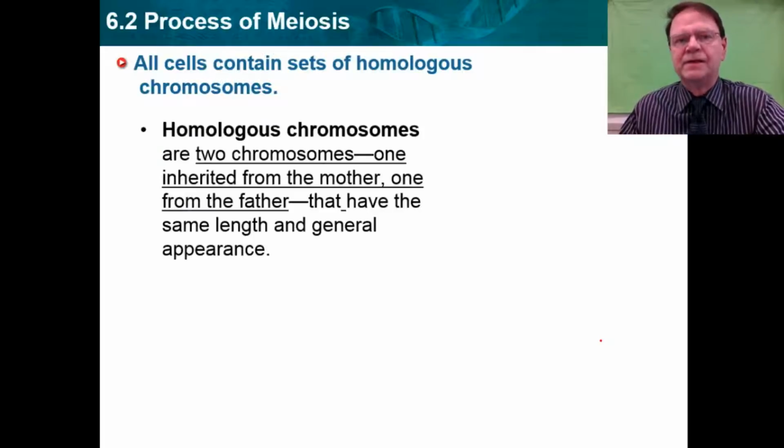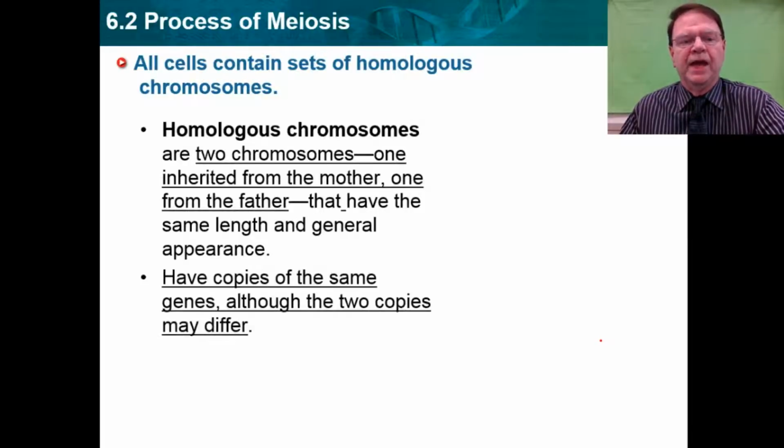So first, again, some terminology that's going to help us make this distinction. There are really two sets of homologous chromosomes. Homologous chromosomes are two chromosomes, one inherited from the mother, one inherited from the father, that have the same length and general appearance. Again, these homologous chromosomes are kind of like your shoes. You know that they go together because of their general appearance and their size, but you can easily tell by trying to fit them on that they are not the same.